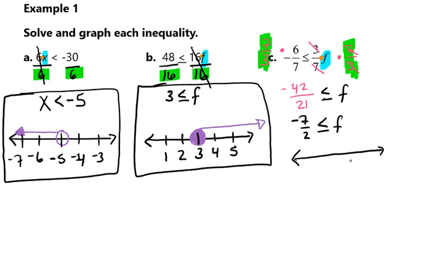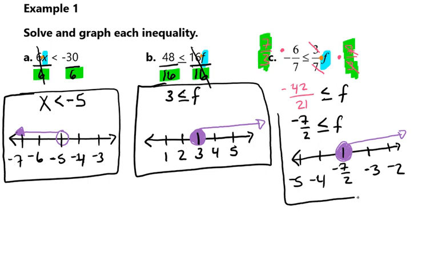Then when we go to graph that, we'll start with our negative 7/2, and that's about negative 3.5. So negative 3 will be there, negative 4 will be there, negative 5, and we might even have, if we were to extend this line a little bit, a negative 2. Then we're going to have a closed circle at negative 7/2, and it says that negative 7/2 is smaller than f. So we want our arrow to point in the other direction. And that's our answer.